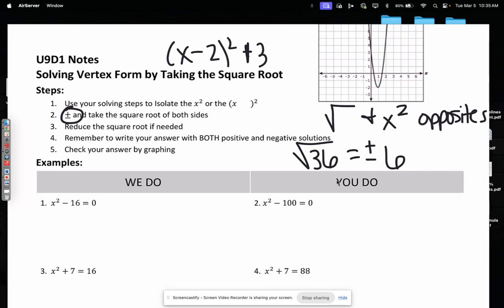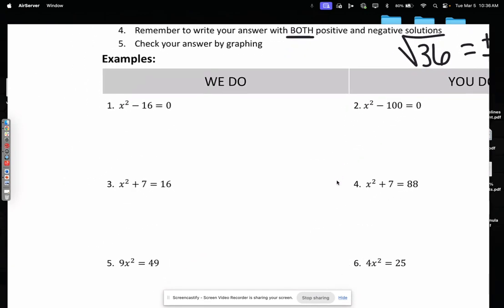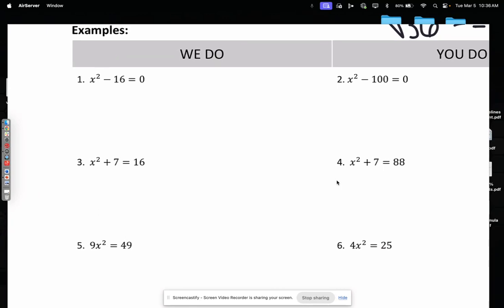So we're going to go through these steps and do a couple of we do's, and I want you to do the you do, and then you can check your you do on the PDF answer key. We always want to make sure that we're getting that x squared by itself. Then we can take our square root, and then we can reduce our square root if we need to. Do keep in mind we can write our answer with both the positive and negative, and we can check this by graphing.